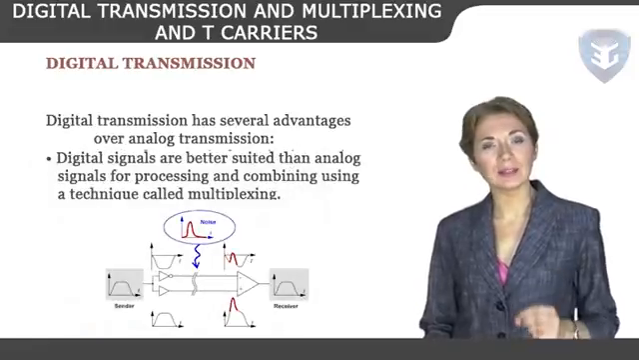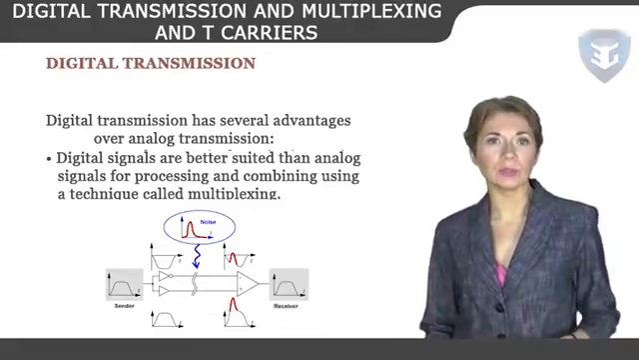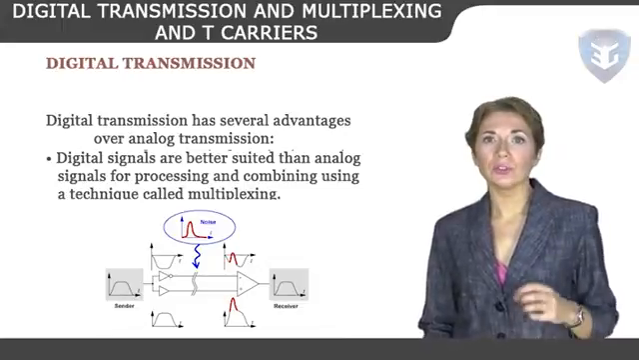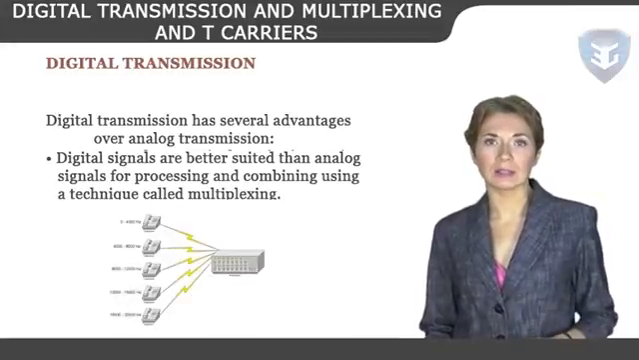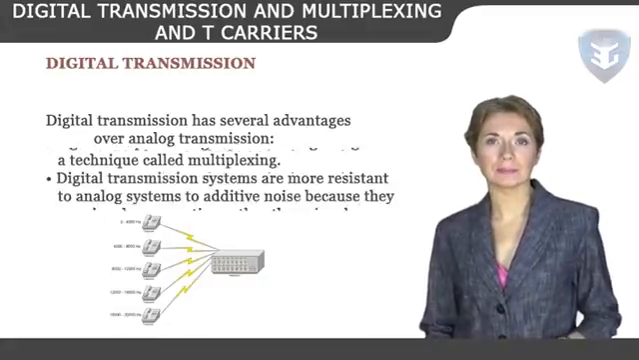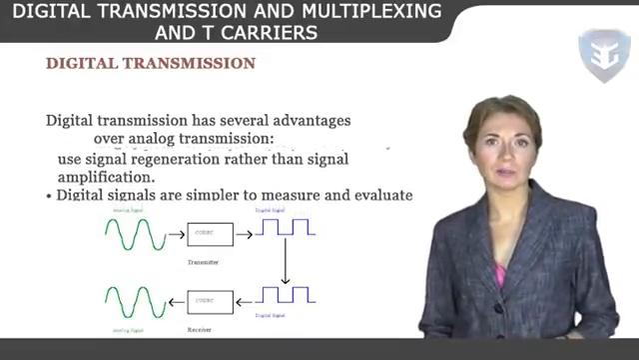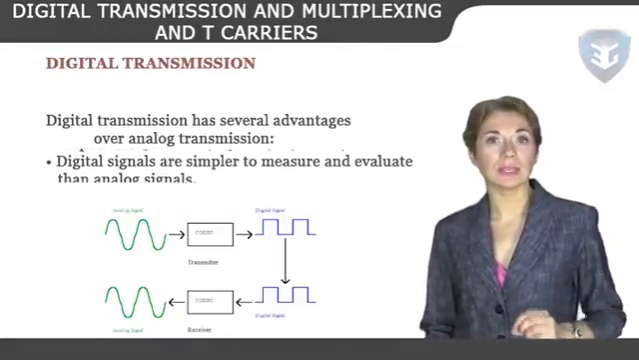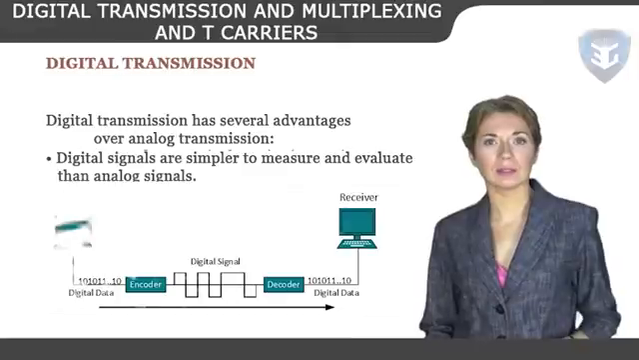Digital transmission has several advantages over analog transmission. An important advantage is the noise immunity, as digital signals are inherently less susceptible than analog signals to interference caused by noise. Digital signals are better suited than analog signals for processing and combining using a technique called multiplexing. Digital transmission systems are more resistant than analog systems to additive noise because they use signal regeneration rather than signal amplification. Digital signals are simpler to measure and evaluate than analog signals.